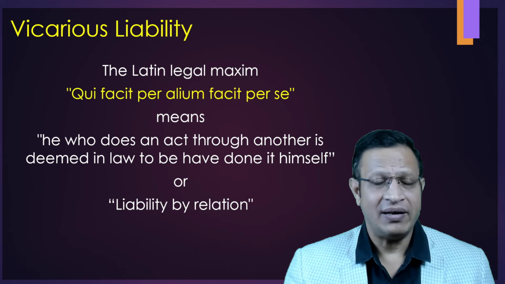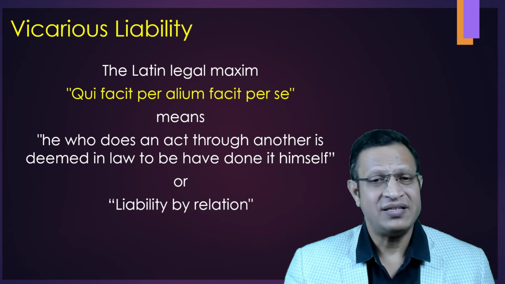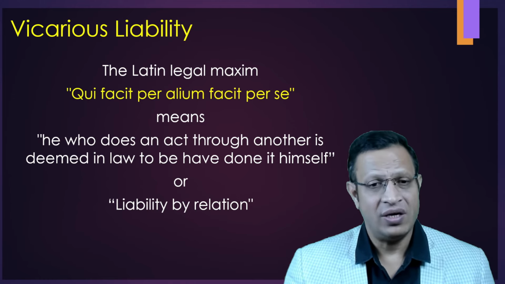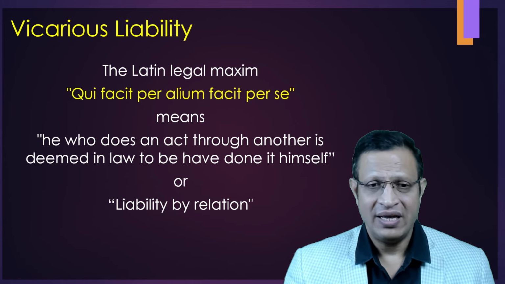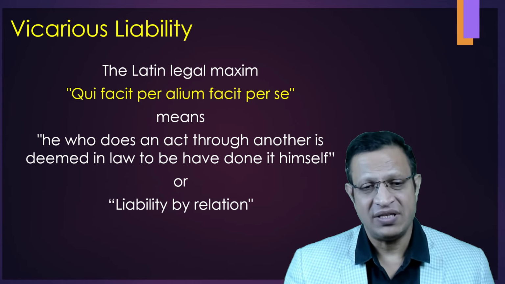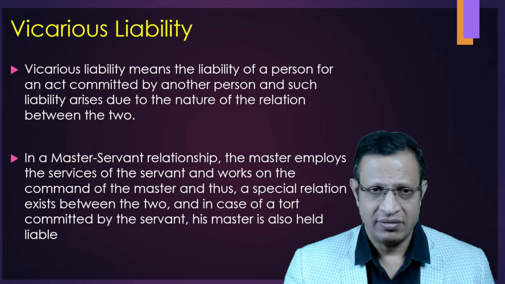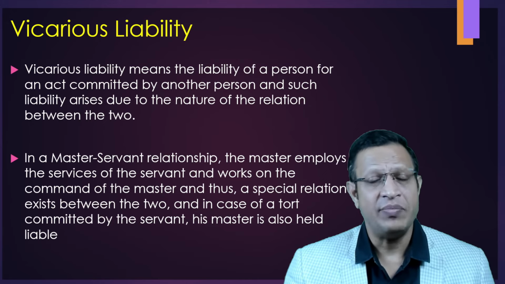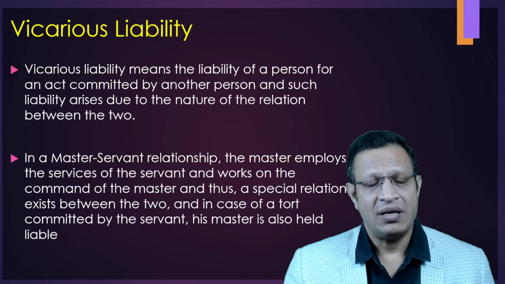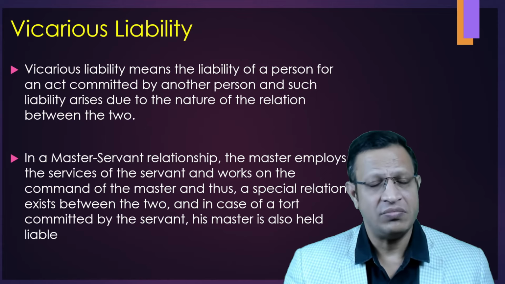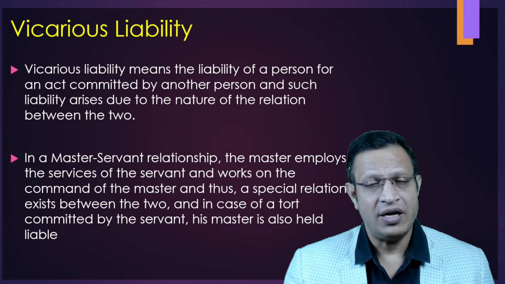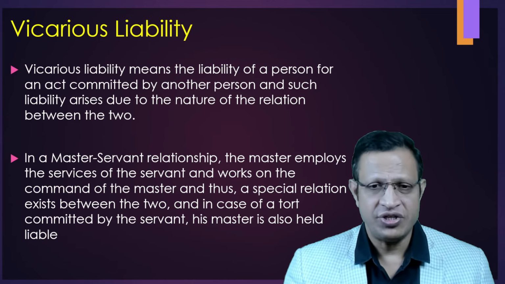Vicarious liability clearly says, under the Latin legal maxim, qui facit per alium facit per se, meaning he who does an act through another is deemed in law to have done it himself, or liability by relation. Vicarious liability means the liability of a person for an act committed by another person, and such liability arises due to the nature of the relationship between the two. That is classically the master-servant relationship, that is, the employer-employee relationship.